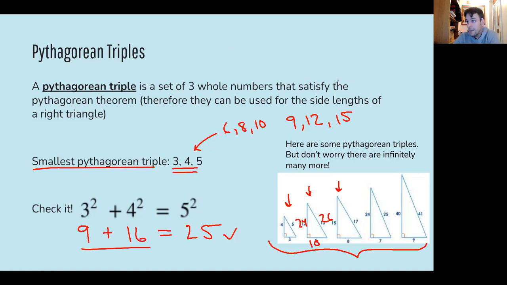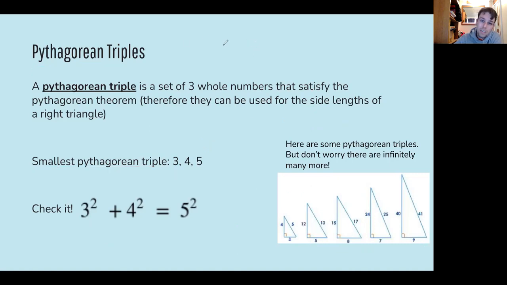What's the point? It just saves you some work. If you notice your problem is a Pythagorean triple, you don't even have to use the Pythagorean theorem. Something to be a little careful of: if you look at the problem and you have two of the sides and you say, okay, I notice that this is a 5 and a 3, so I know that this is going to be a 4 because this is a Pythagorean triple.